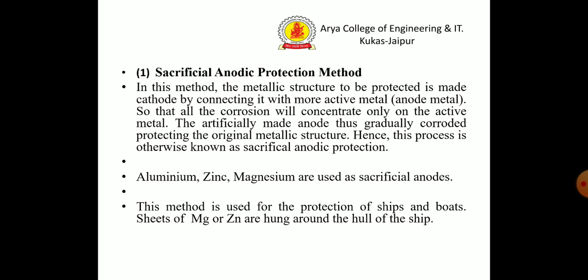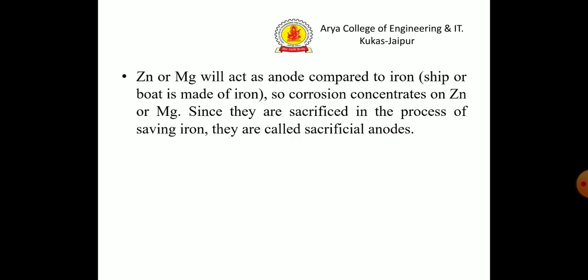For example, aluminium, zinc, and magnesium are used as sacrificial anodes. This method is used for the protection of ships and boats. Sheets of magnesium and zinc are hung around the hull of the ship. Zinc and magnesium will act as anode compared to the iron, so corrosion concentrates on zinc or magnesium. So they act as sacrificial anodes, and it is known as the sacrificial anodic protection method.